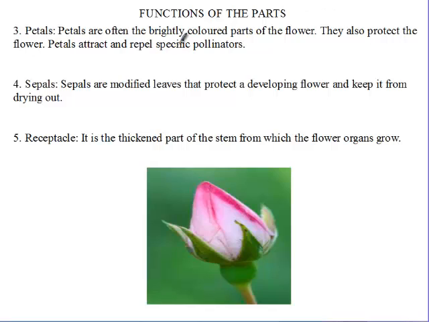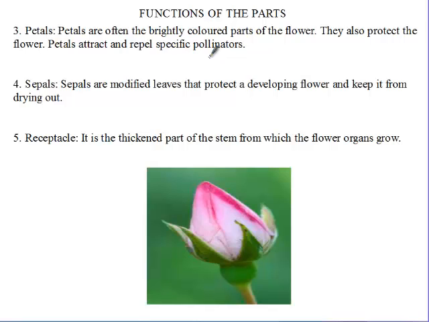Now, petals are often the brightly colored parts of the flower, but certain flowers have dull colored petals. Their function is to protect the flower and also attract and repel specific pollinators. In certain flowers, dull colored petals will not attract insects. Such flowers are pollinated by wind. We're going to talk about pollination later.